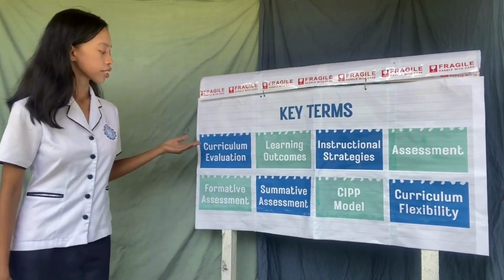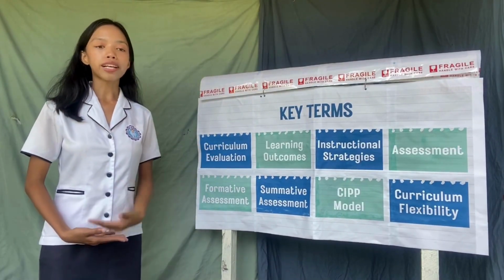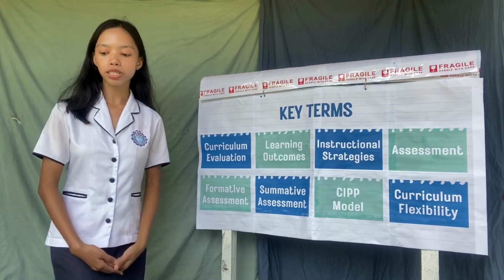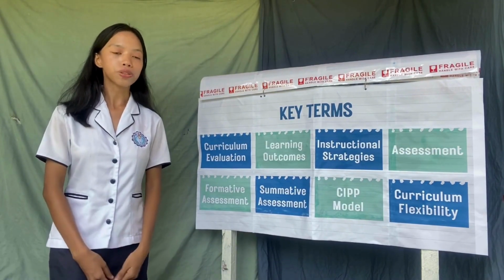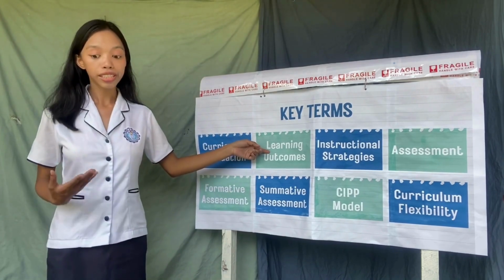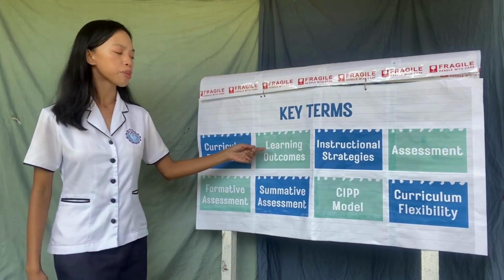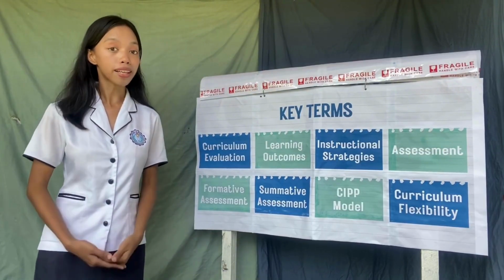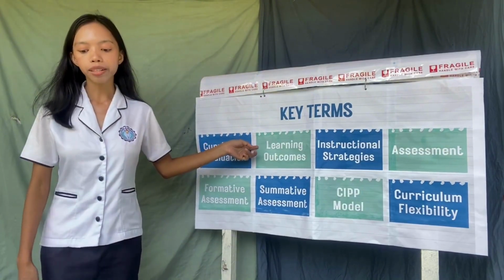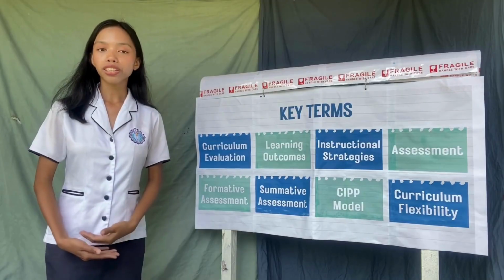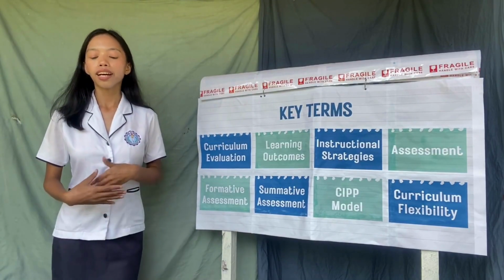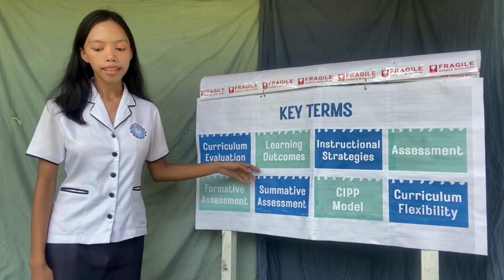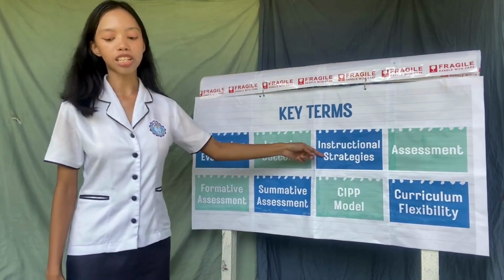So again, curriculum evaluation is the process of assessing whether a curriculum is effective in helping students meet learning goals. Next is the learning outcomes. So we're very familiar with this because we made lesson plans. Learning outcomes are the skills or knowledge that students are expected to have by the end of the lesson.